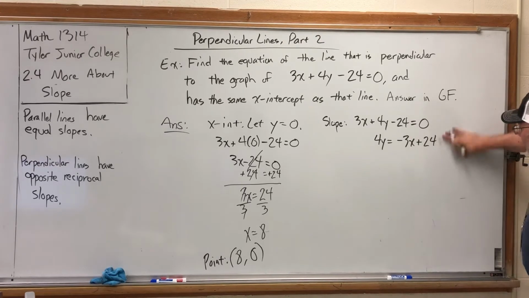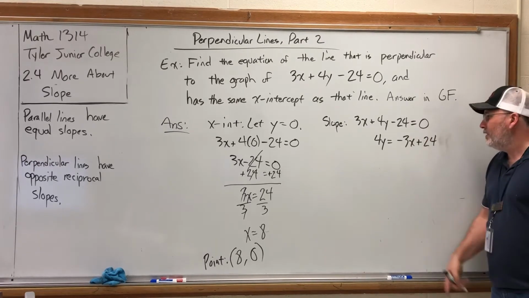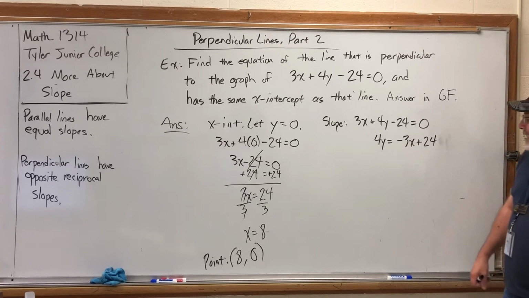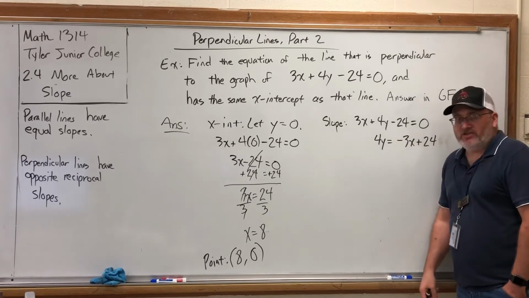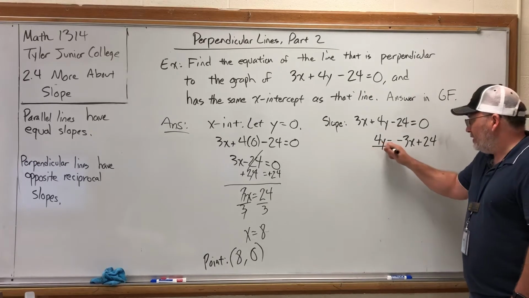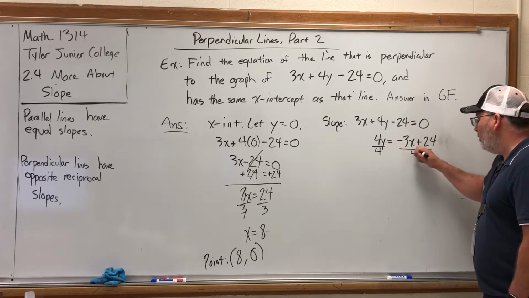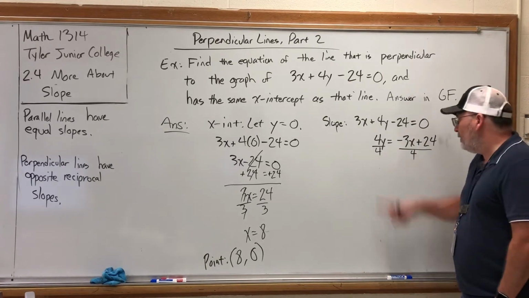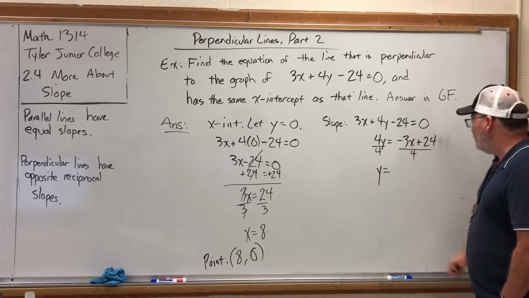There is no equals 0. I was looking up here. 4y equals negative 3x plus 24. And remember, I kind of like having the y positive before this last move because my last move is to divide by 4. If I'm dividing by a negative, that's just more stuff I have to keep up with. The 4's cancel, we get y equals.